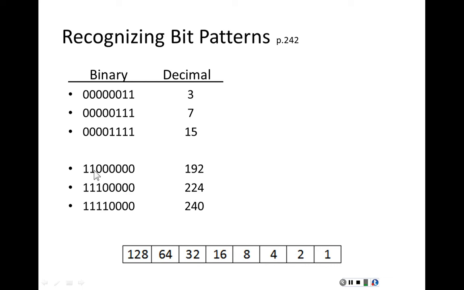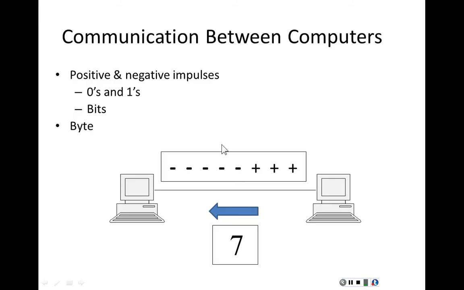And then for the higher order bits, 2 1s and 6 zeros is 192, because that's 128 plus 64. 3 1s and 5 zeros is 224, because that's 128 plus 64 plus 32. And then 4 1s followed by 4 zeros is equal to 240, because that's 128 plus 64 plus 32 plus 16. This is understanding binary math.